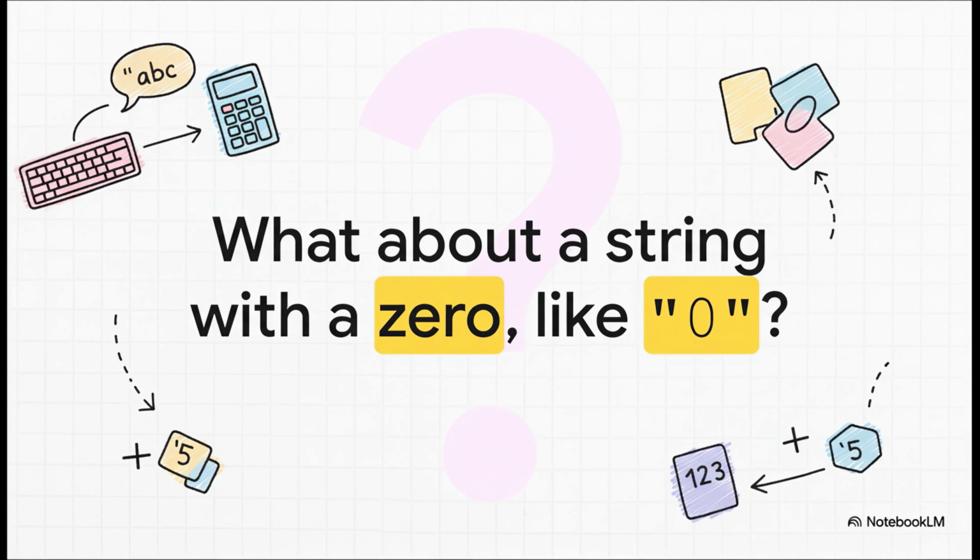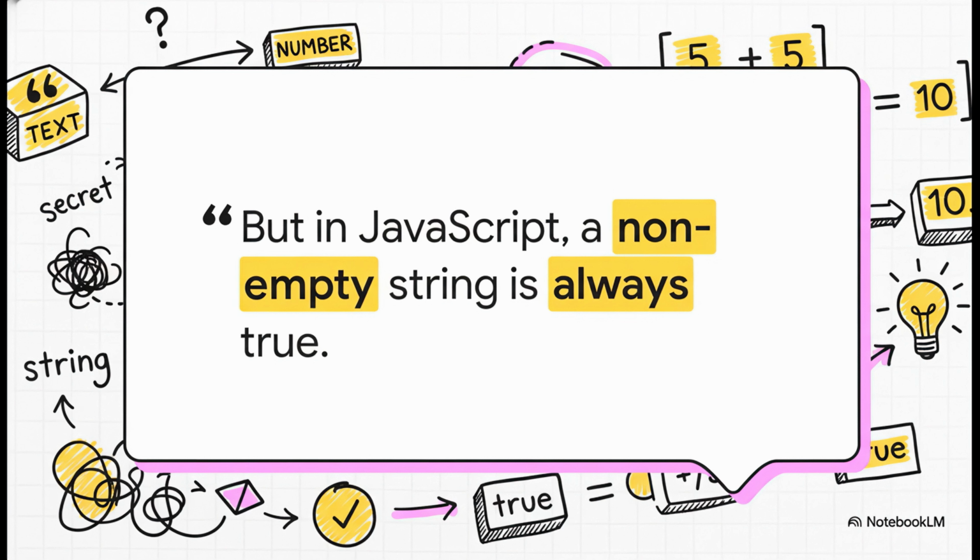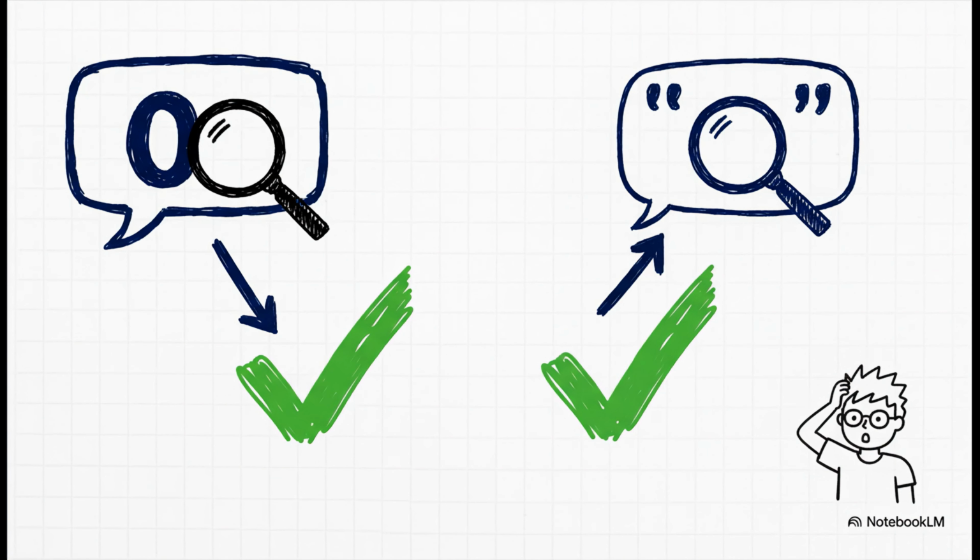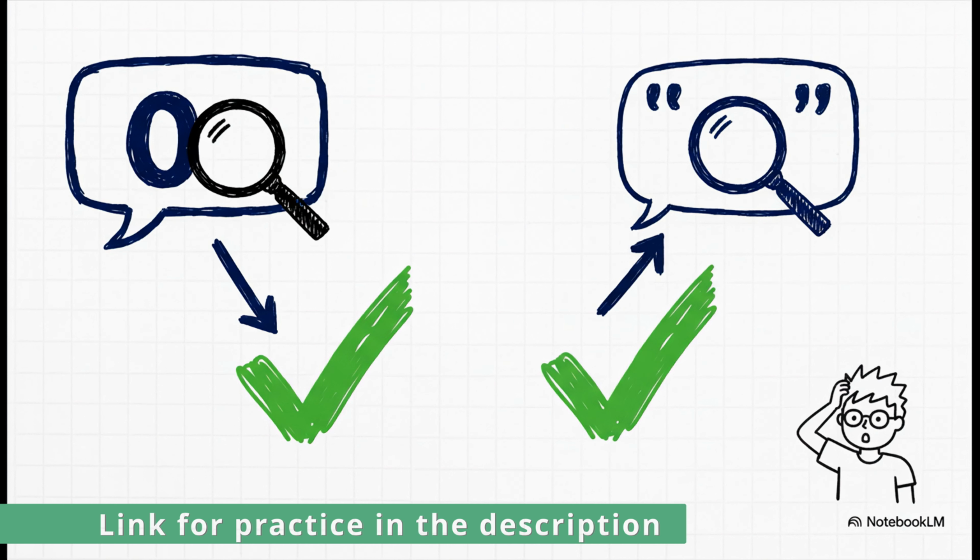Okay, this seems easy enough. An empty string is false. Got it. But what about a string that isn't empty but just has a 0 inside of it? You'd think that would be false too, right? I mean, it's a 0. Well, you would be wrong, and this is where things get genuinely weird. The official rule in JavaScript is that any string that is not completely empty is considered true. It doesn't matter what's inside it. That's right, because the string 0 contains a character, the 0 character. It's not technically empty, so JavaScript says it's true. And get this, even a string that only has a blank space in it is also considered true. This is a classic gotcha that trips up even experienced developers.